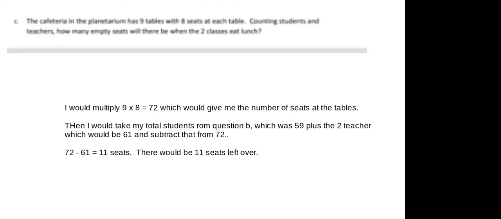I would multiply 9 times 8, which I know equals 72. This would give me the total number of seats at the tables. Then I would take the total number of students in question B, which was 59, and add in the 2 teachers, which would be 61. Then I would have to subtract that from 72. 72 minus 61 would equal 11. There would be 11 seats left over.